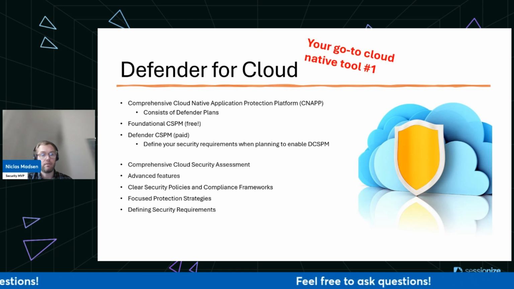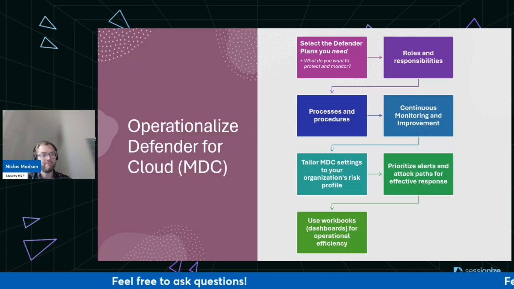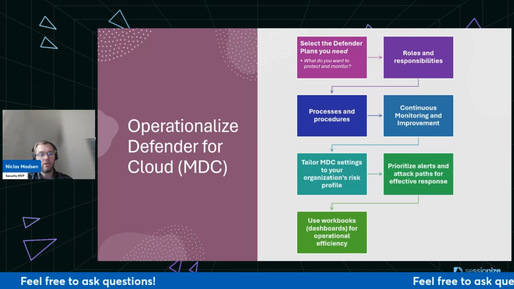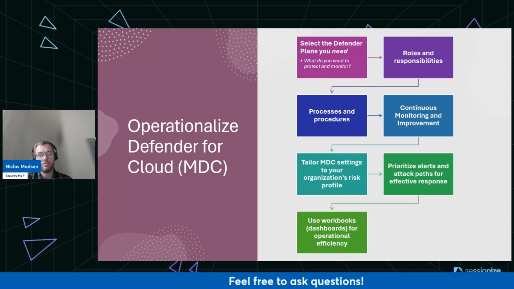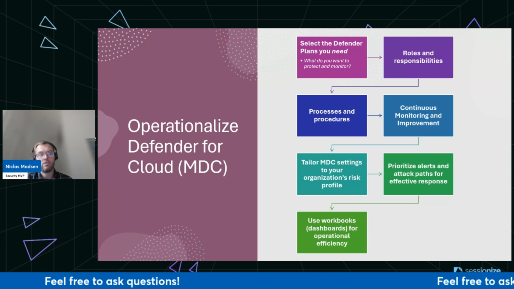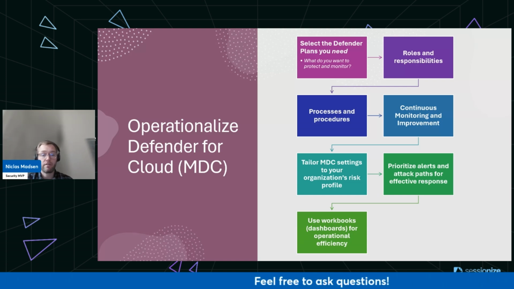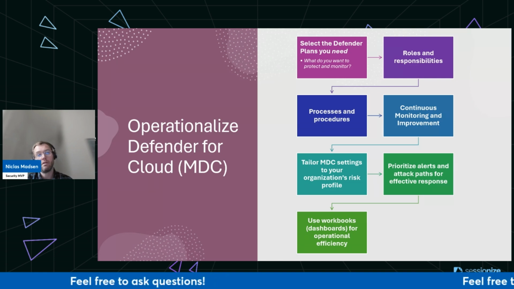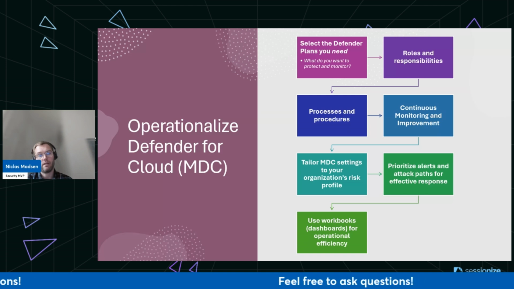Here you go to Cloud Native tool, number 1. So how do we operationalize Defender for Cloud, or MDC? To start off with, it is important that, as I said, you select the Defender plans in there. What is a Defender plan? It can be Defender for Key Vault, Defender for Storage, and so forth. You should only enable the Defender plans you need, again, in a controlled manner. What do you actually want to protect and monitor?